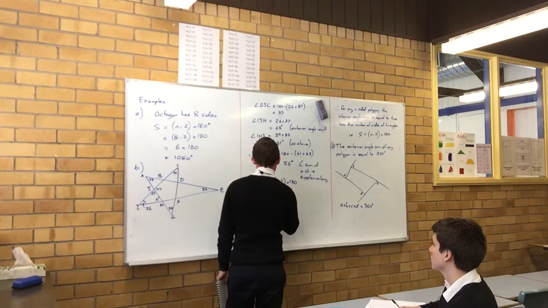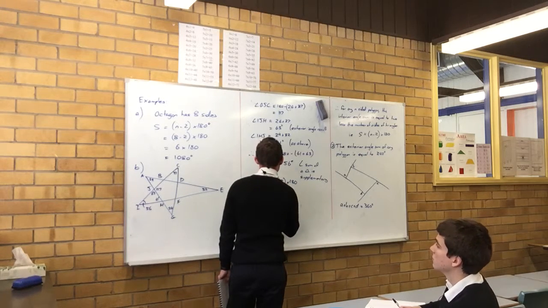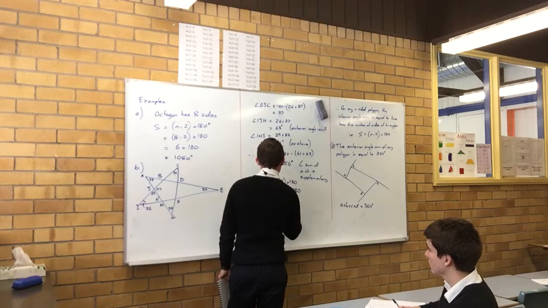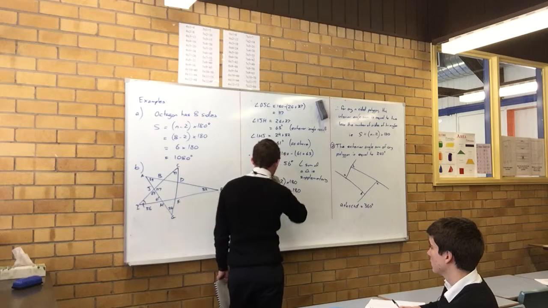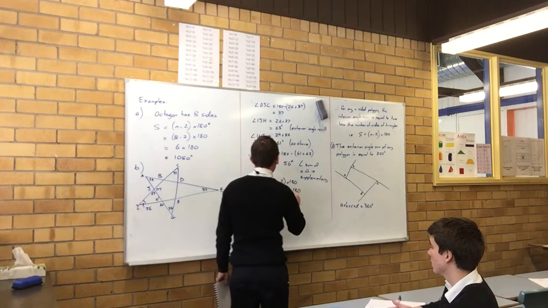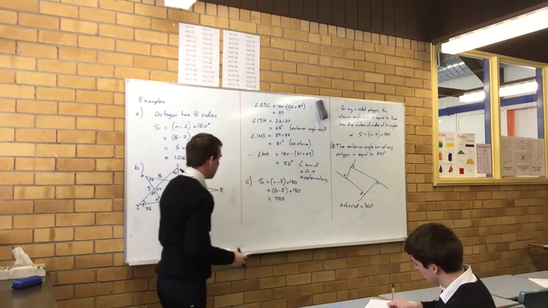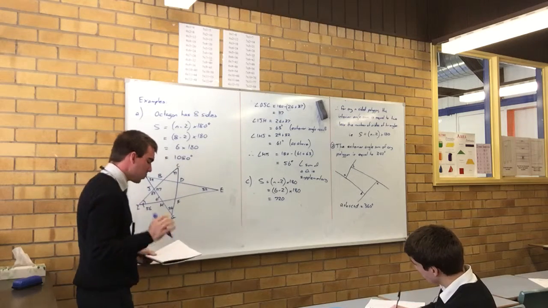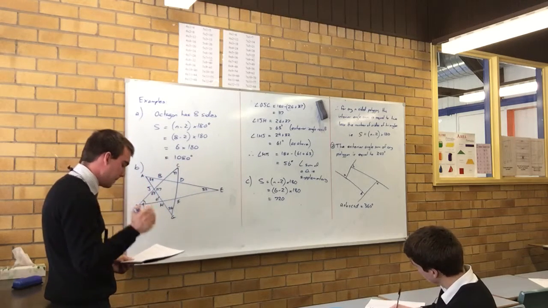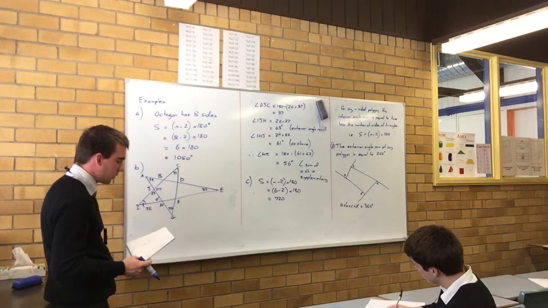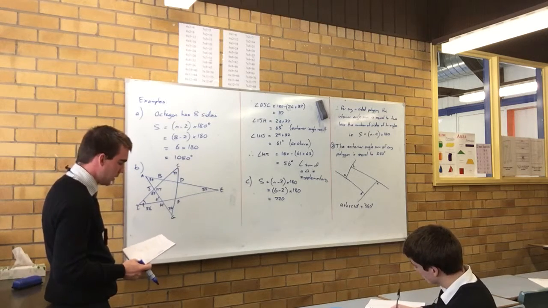Six sides, so 4 times 180. So 360, 720. Okay, so the angle sum inside a hexagon is 720. A hexagon is referring to a regular one unless you're told otherwise.